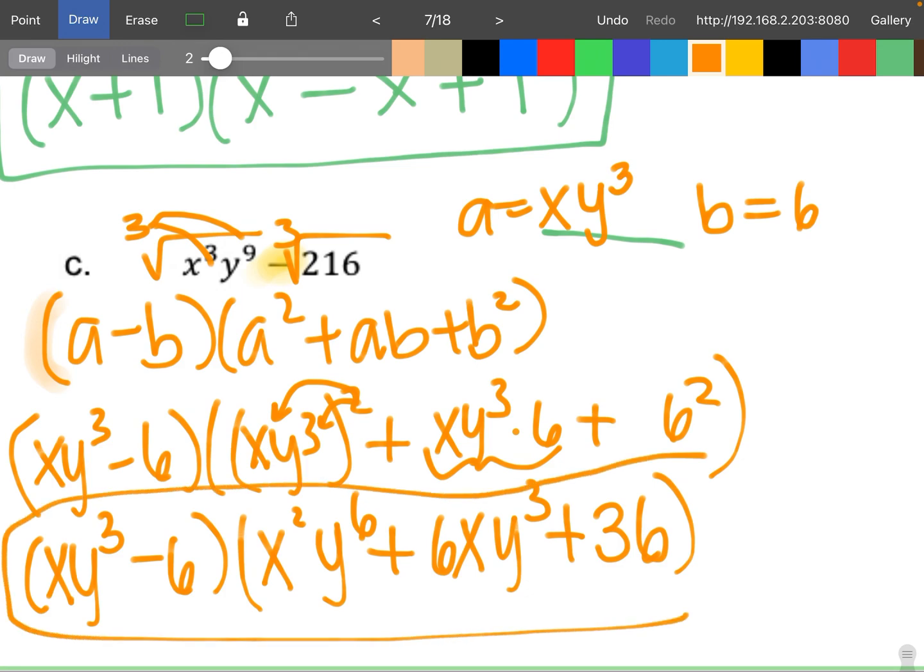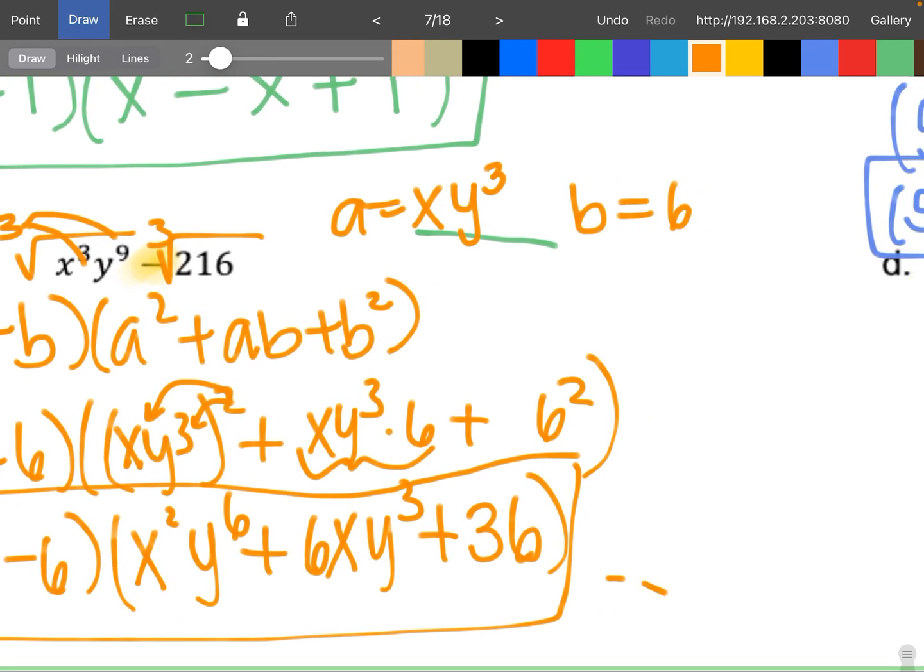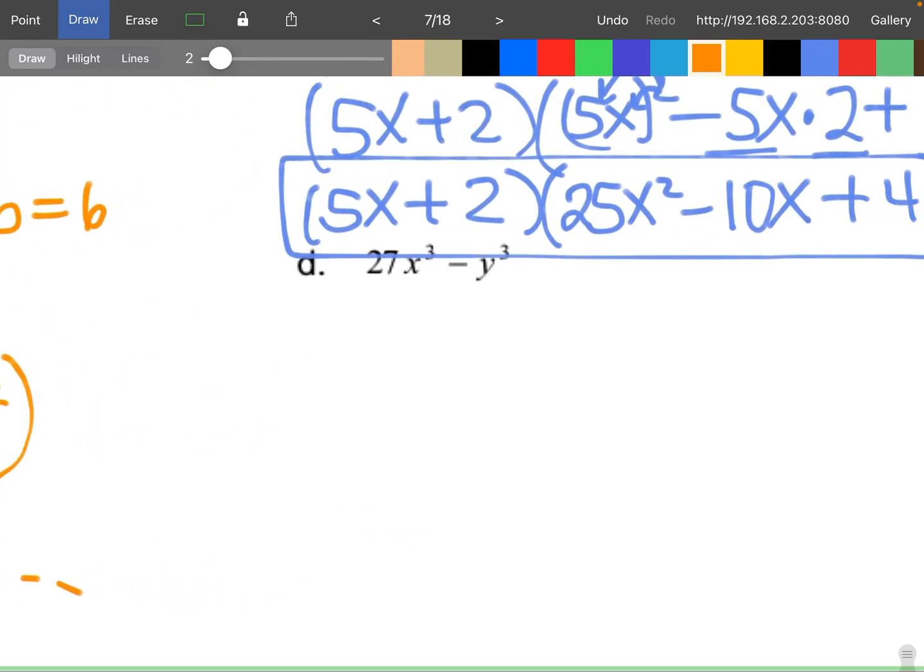So this would be my final answer. Again, everything that's simplified that can be. Let's go ahead and try one more before we add another complication to this whole fun day. So let's look at letter D.